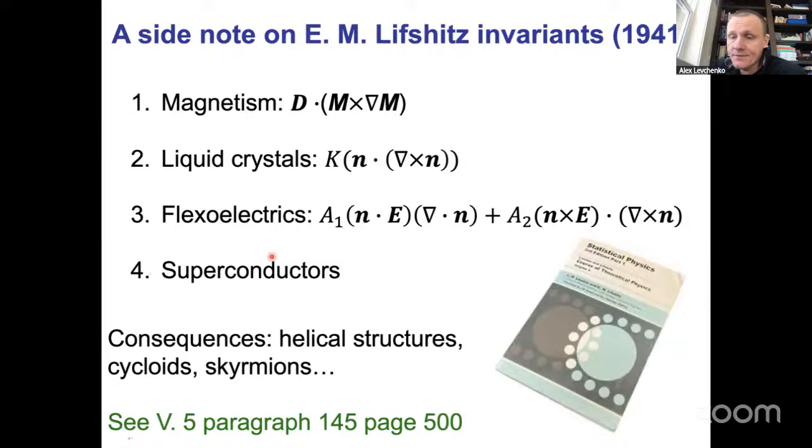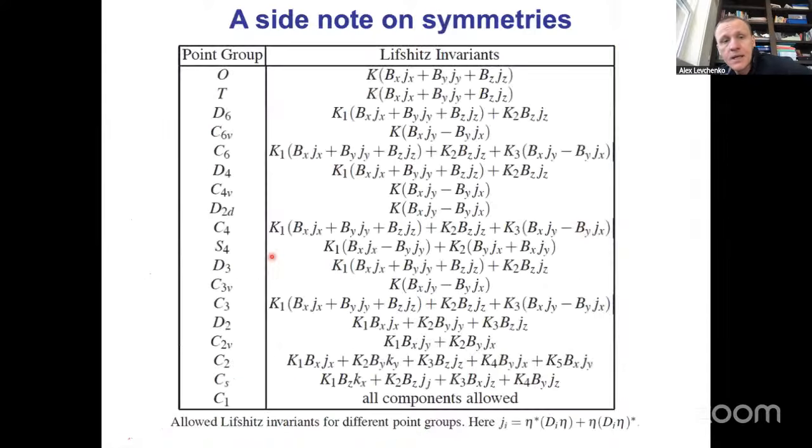In the context of phase transitions, the existence of the Lifshitz invariant results in spatially inhomogeneous order parameters. So we will be talking about cycloids, skyrmions, helical structures, and so on. So that's their physical manifestations. In the superconducting case, they give a helical state of a superconductor, and this helical state also gives rise to a diode effect. For different point groups, they can be classified.